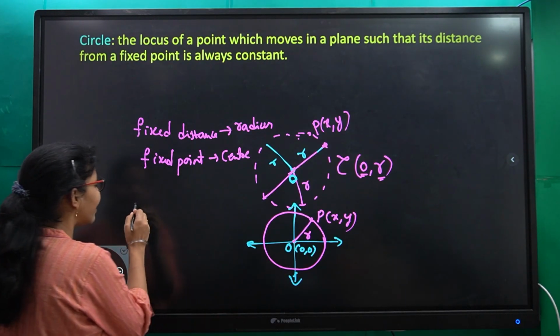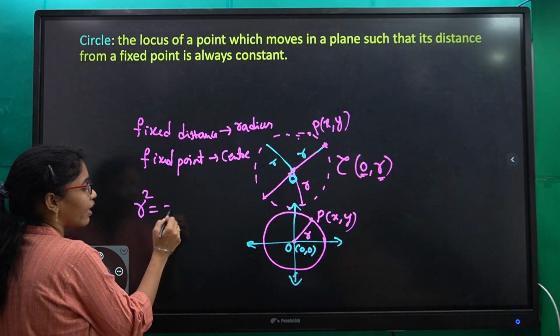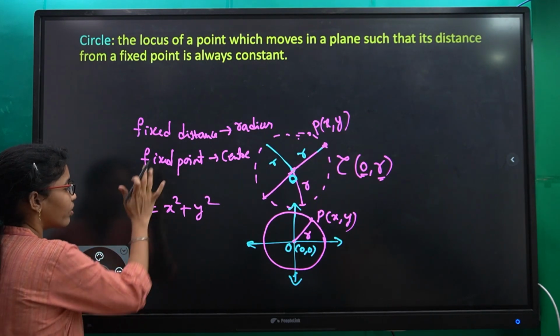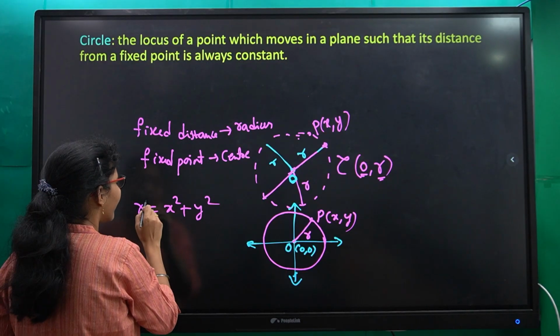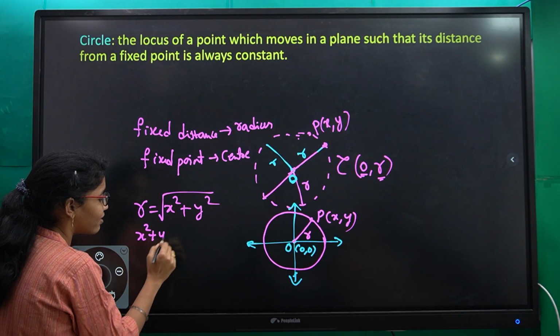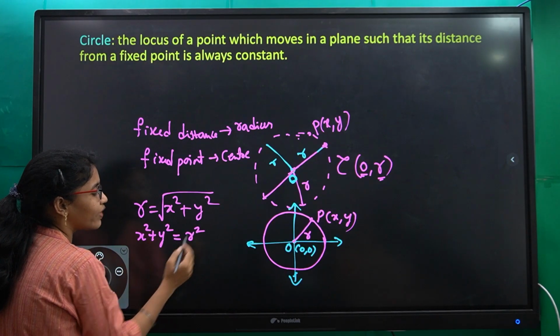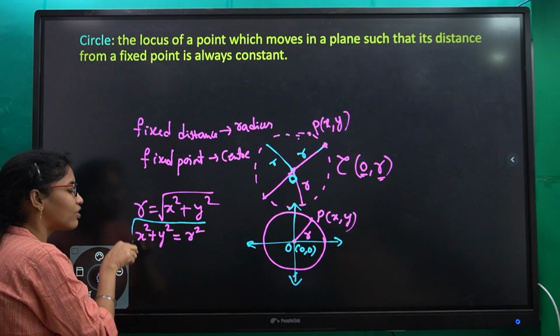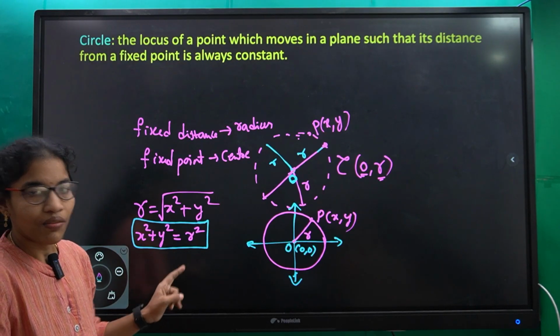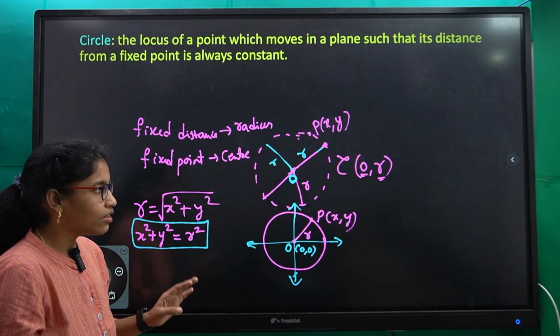What about r square here? x square plus y square, right? So r equals square root of x square plus y square, and from this, x square plus y square equals r square. This is the representation of the circle when the center of the given circle is the origin, right?